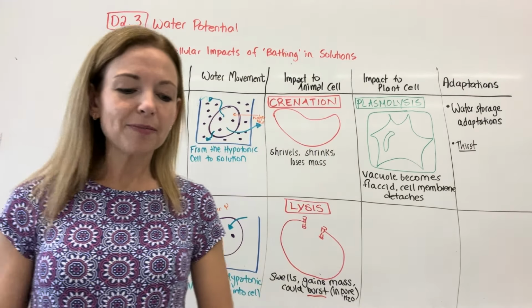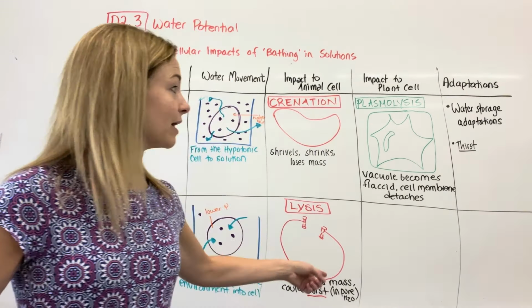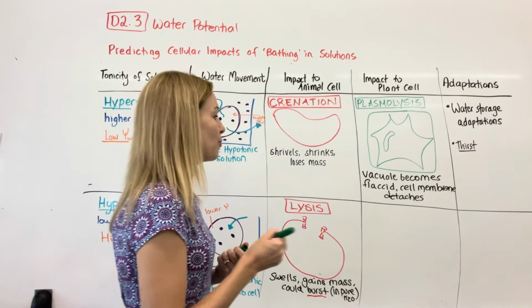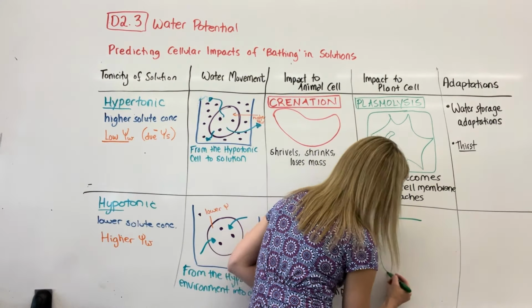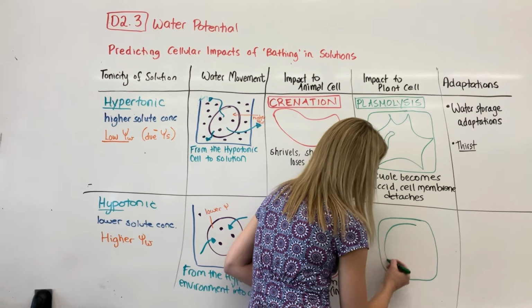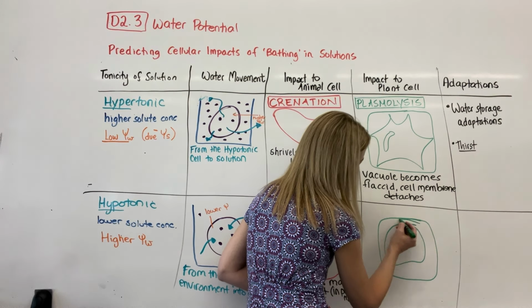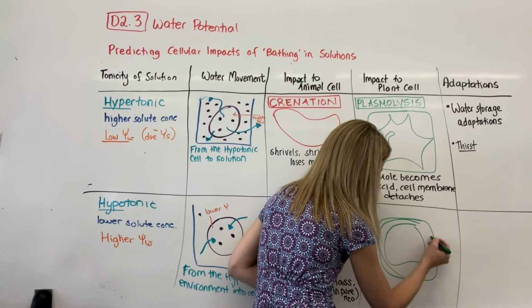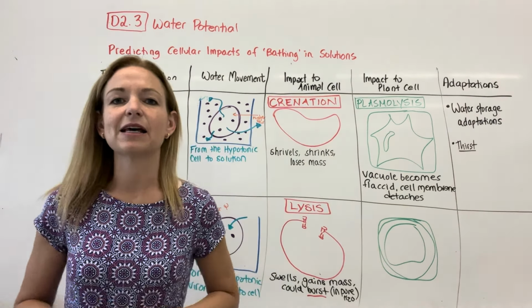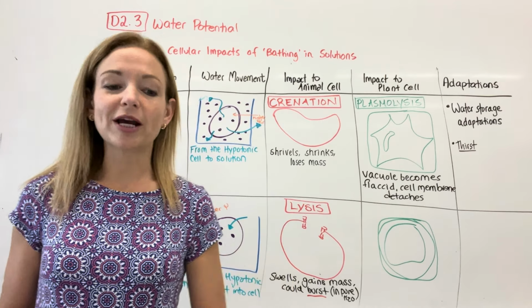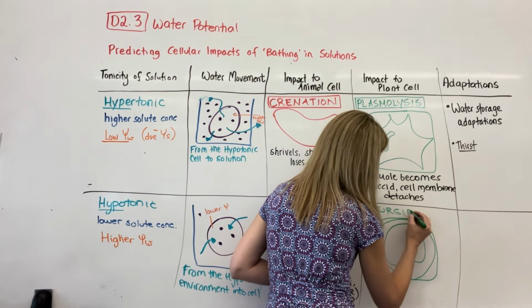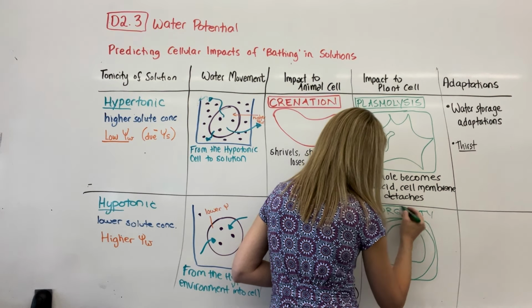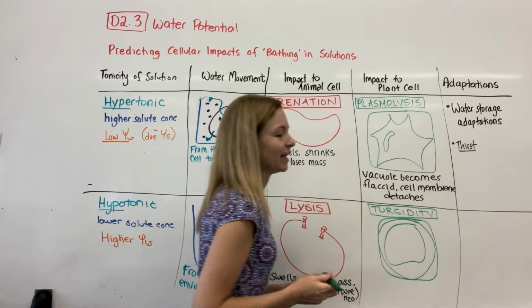Okay, so what about a plant cell? So for a plant cell, again, the presence of the cell wall is going to prevent it from actually bursting. So instead what's going to happen is my vacuole is going to get really full, and then the full vacuole is going to put pressure on the cell membrane against the cell wall. So it's going to exert that pressure, and that is called turgidity. So it's going to get turgid.